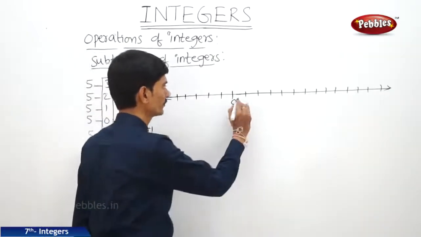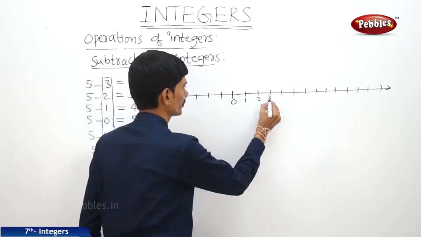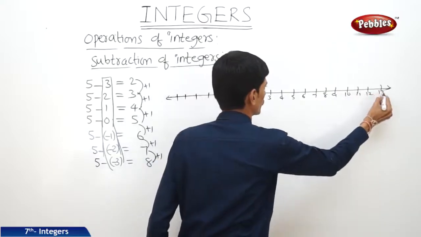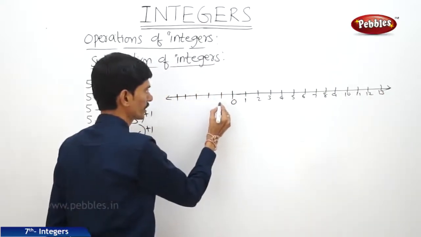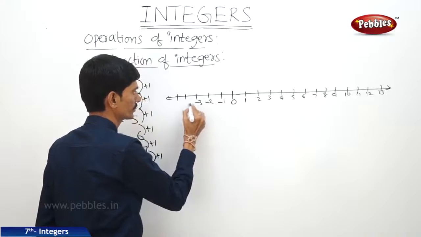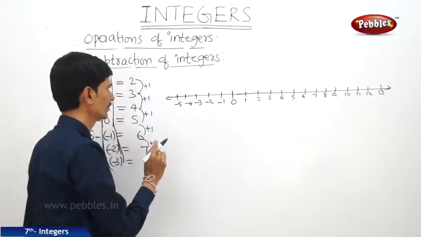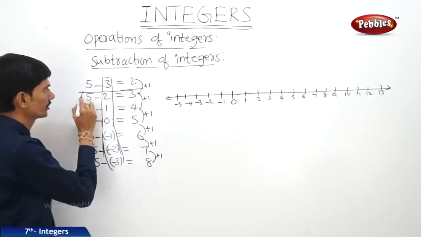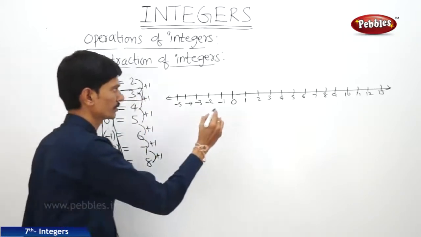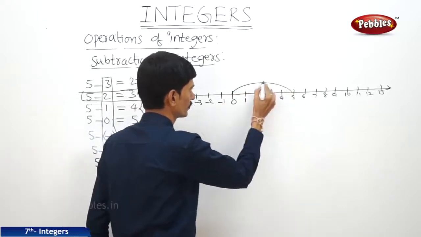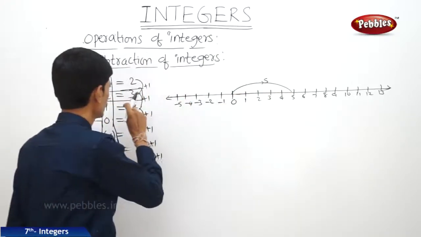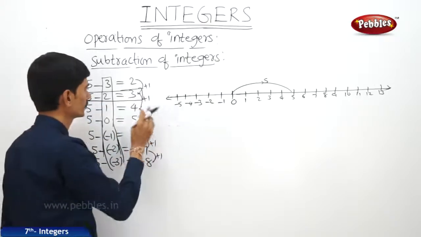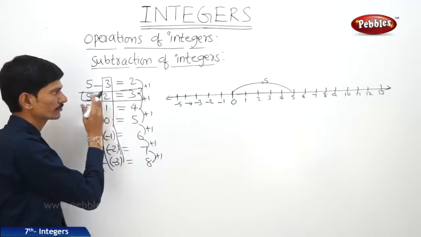So from right side to 0 we take positive integers 1, 2, 3, 4, 5, 6, 7, 8, 9, 10, 11, 12, 13 and so on. And left side to 0 we take negative integers minus 1, minus 2, minus 3, minus 4, minus 5 and so on. Now when you take the subtraction case, 5 minus 2 equals to 3. So first we take 0 to 5, and here a positive number is subtracted. So when you subtract the positive integer, then we move left on the number line.